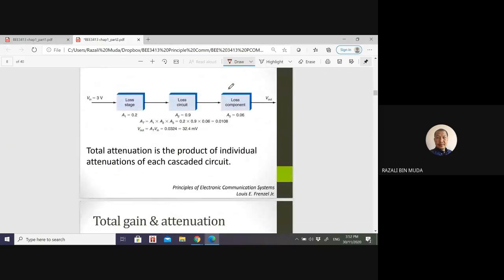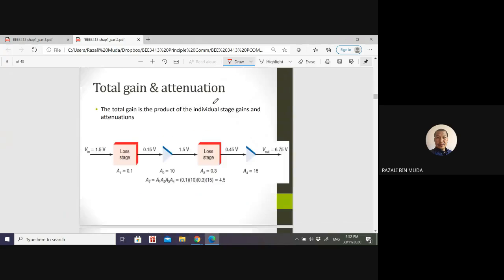So attenuation is also the same as the previous multiple stage gain, but this time the gain is smaller. The output is much smaller compared to the input. So the gain is less than 1, so it becomes attenuation. Okay, so gain and attenuation basically are the same, but if it is more than 1, it is called gain. If less than 1, it is called attenuation.